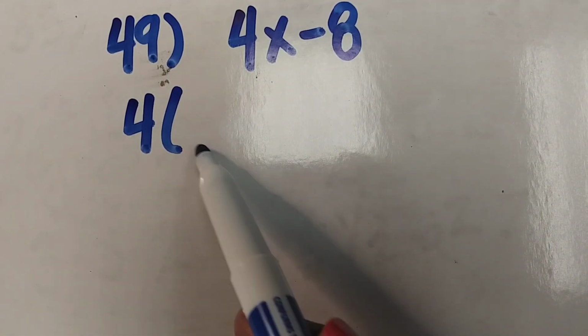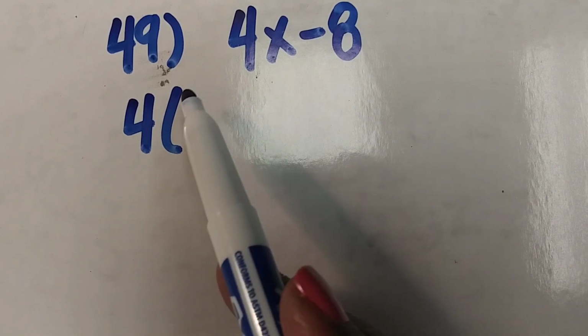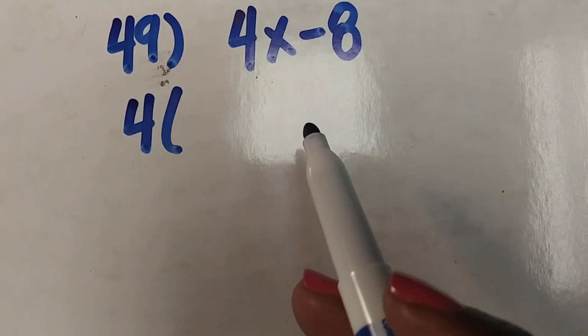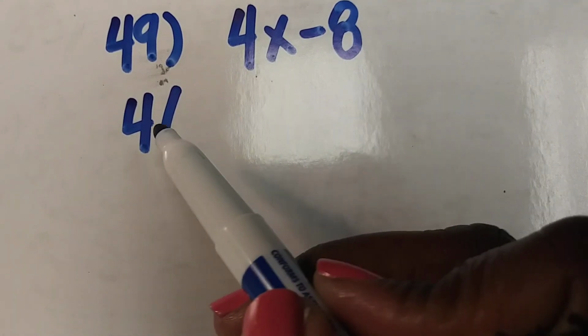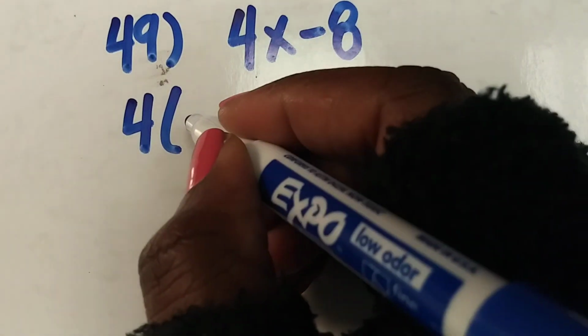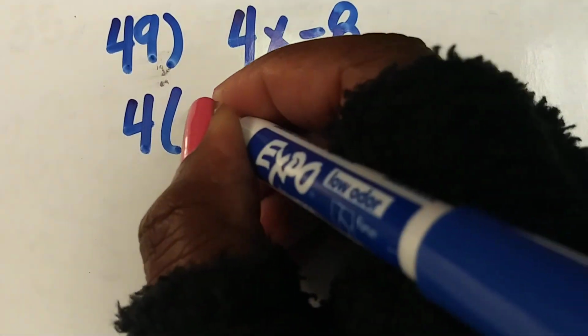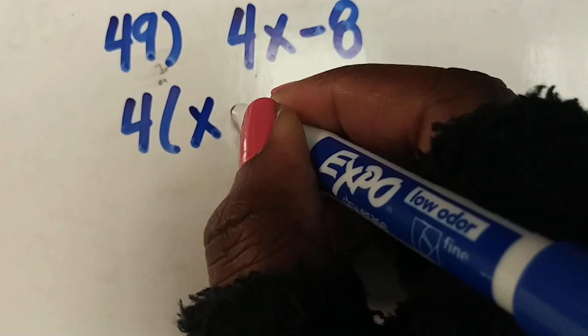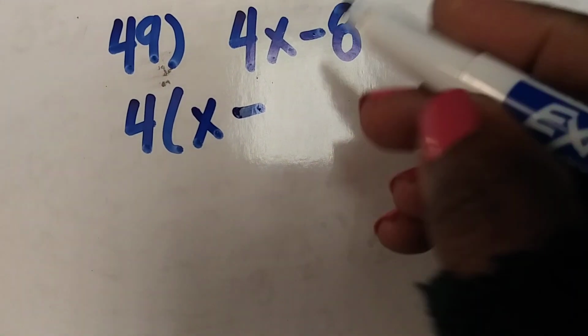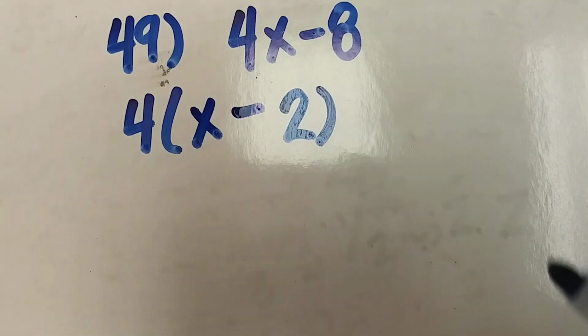The next step we're going to do is write down what is left over. And to get what is left over, you have to divide. 4 goes into 4 one time, so x is left over. Bring down that minus sign. 4 goes into 8 2 times.